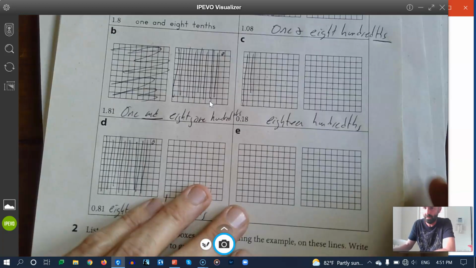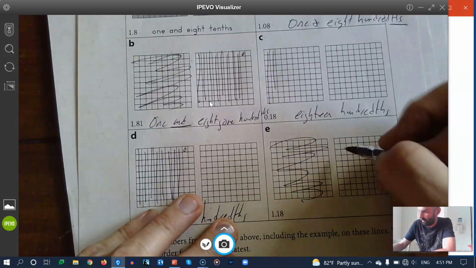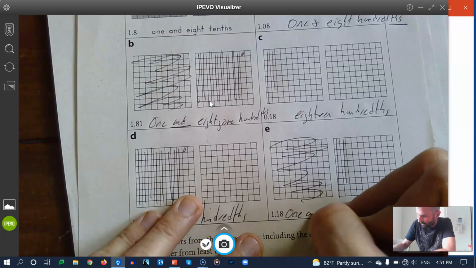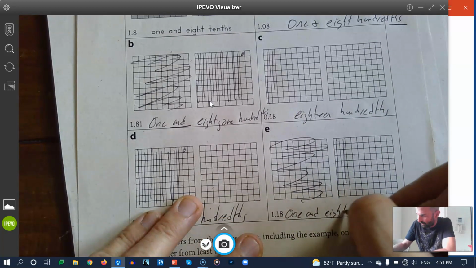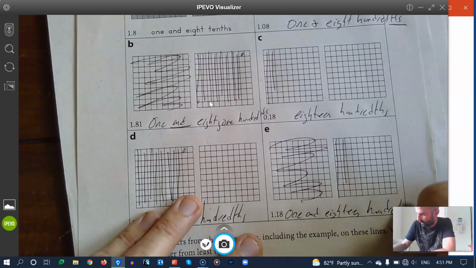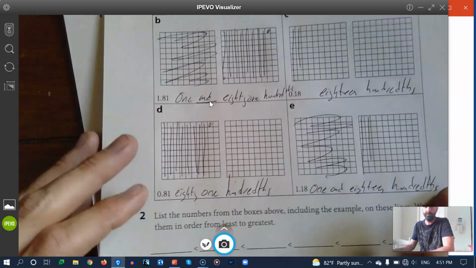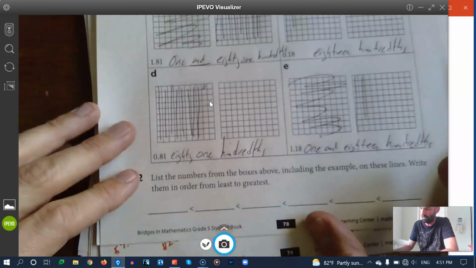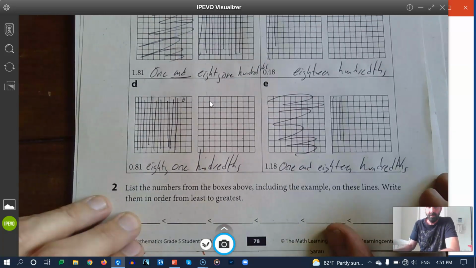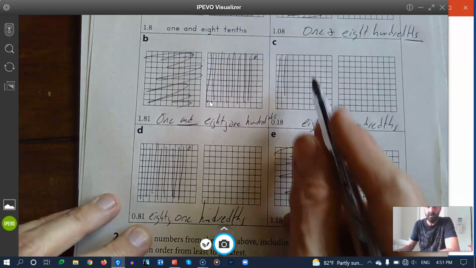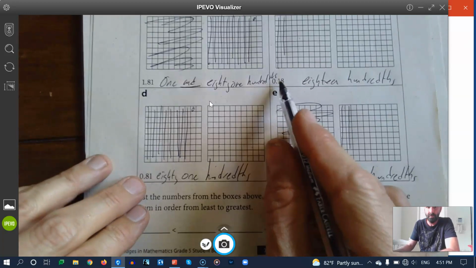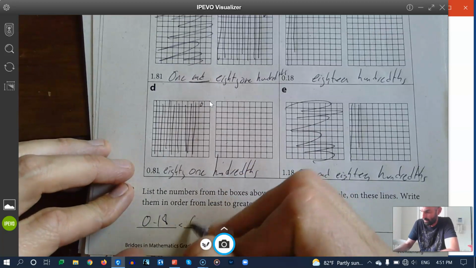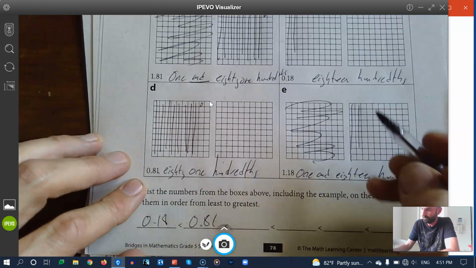And we have 1 and 18 hundredths, so that's this whole one here, 1/10 and 8 hundredths, to be 1 and 18 hundredths. Cool. List the numbers from the boxes above, including the examples on these lines. Write them in order from least to greatest. So the least one is, what, 18 hundredths, right? Because it has a 0 in the ones, and then here's the 1/10 compared to that 8. So I have 0 and 18 hundredths, 0 and 81 hundredths.